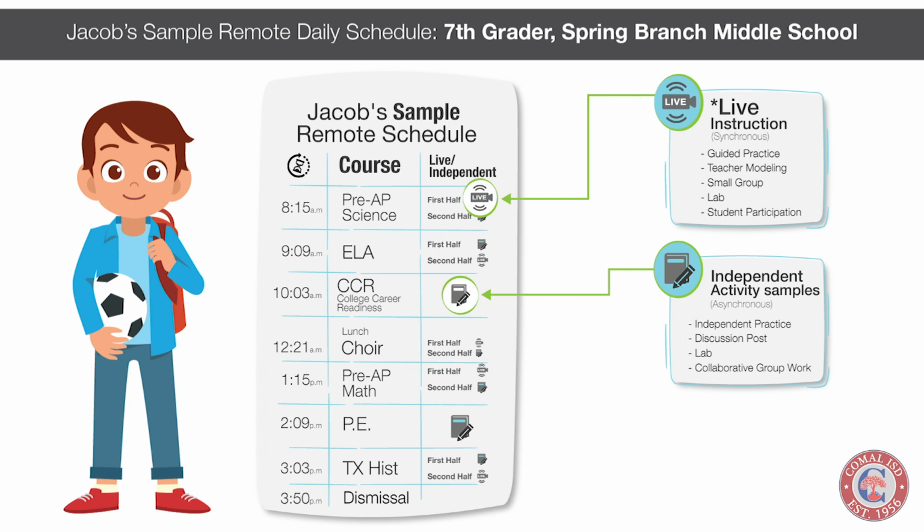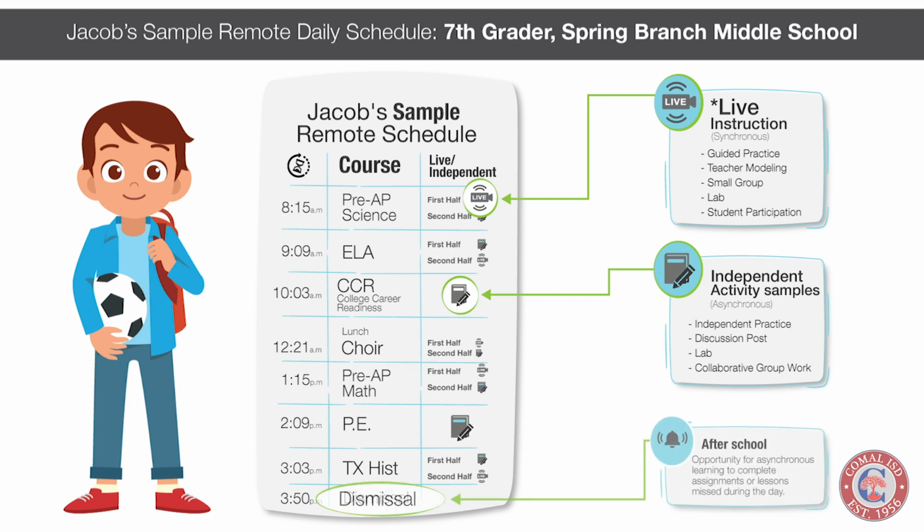Looking back at the schedule, you'll notice that even for remote learners, we'll have a dismissal time or after the bell. Just like on-campus students, Jacob may have homework to do after school. The difference for remote learners comes in with some flexibility built in. For example, Jacob may not have been able to log into his science class in the morning, so he has the option of going into his science Google Classroom to find out what his teacher needs him to complete for that day.